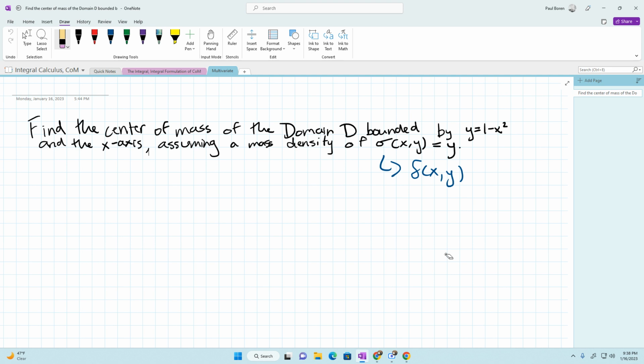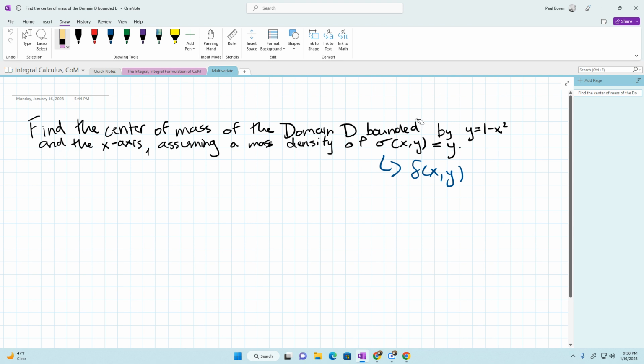Okay, so here's the problem that we're going to go through and solve today. I'm going to try my very best to use this problem to explain some of the formulation that is typically used in higher level calculus to talk about center of mass. So here's our problem. We're going to find the center of mass of the domain D that is bounded by the function y equals 1 minus x squared and the x-axis.